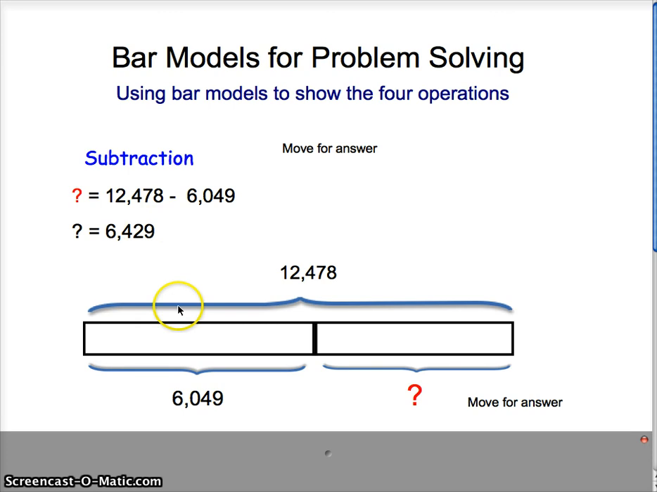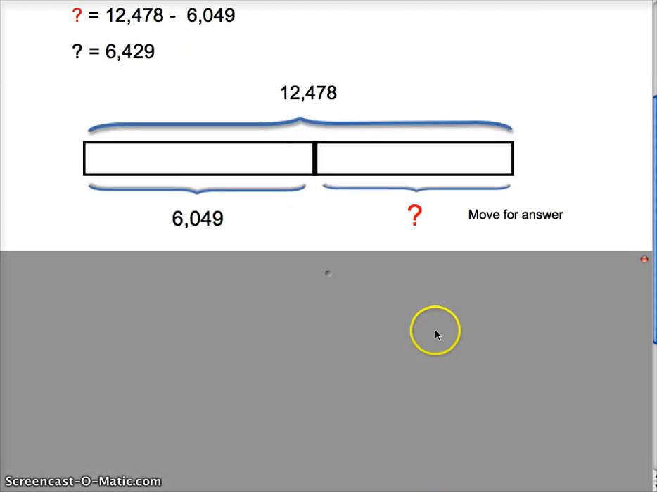So once again, they give you the total, 12,478, and if you were to subtract a piece of that total, they're asking what would you have left over. Does that make sense for the bar model? And of course, if you solve this correctly, after lining up your place values, you would find out that the missing part is 6,429.